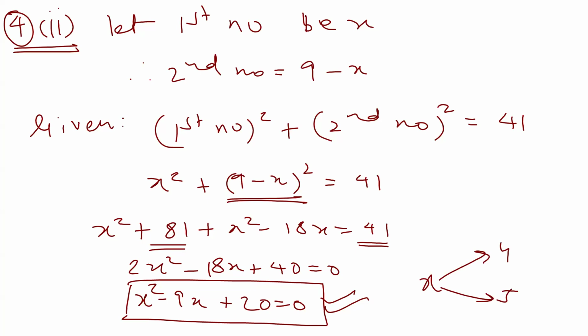After solving this, there will be two cases. When x is 4, the second number will be 5, 9 minus 4. Case 2. When x is 5, the second number will be 9 minus 5, which is equal to 4. So it will be 4, 5 or 5, 4. Technically, it means the same.